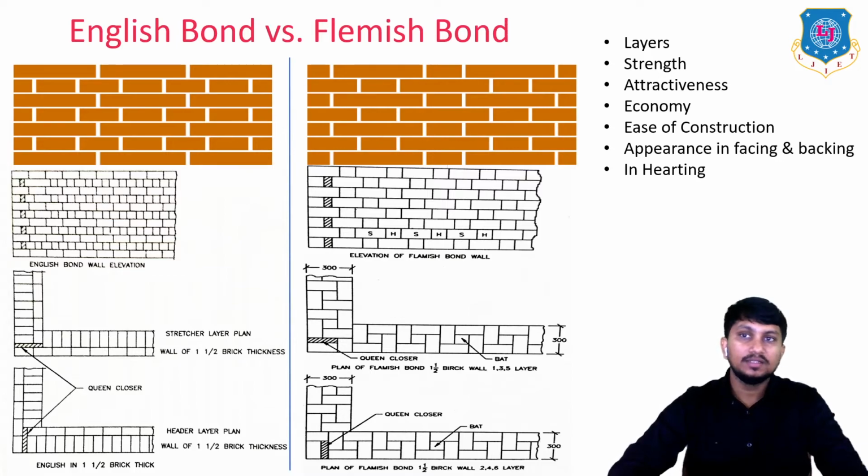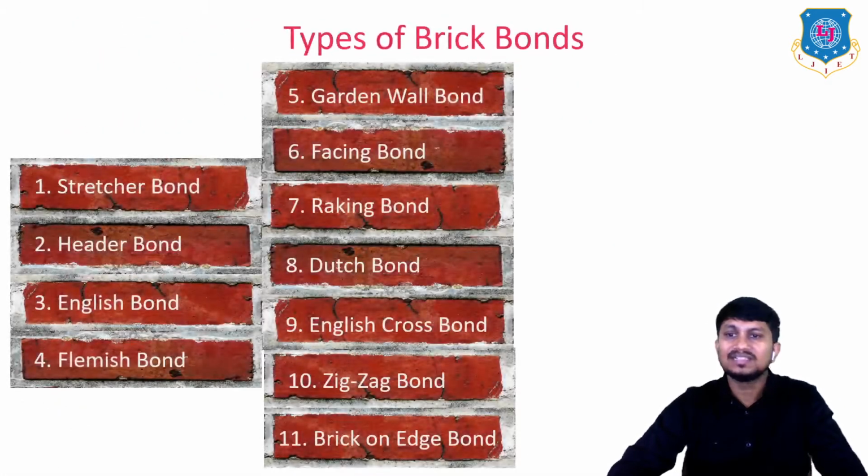Next, in hearting, in English bond, no brick bats are used in hearting, while in double Flemish bond, a number of brick bats are used in hearting. Okay, so this is the difference between English bond and Flemish bond. Okay, next is garden wall bond.